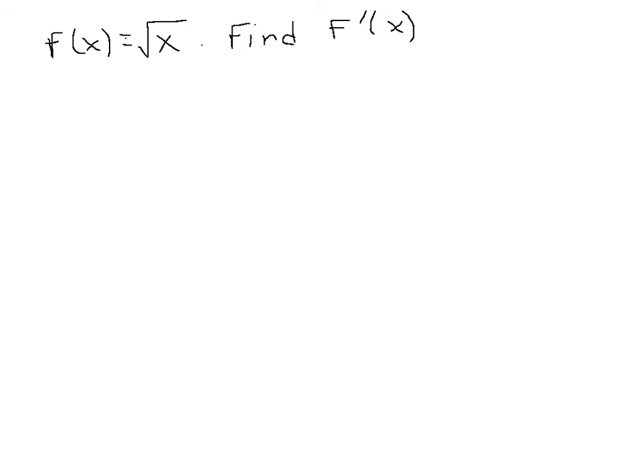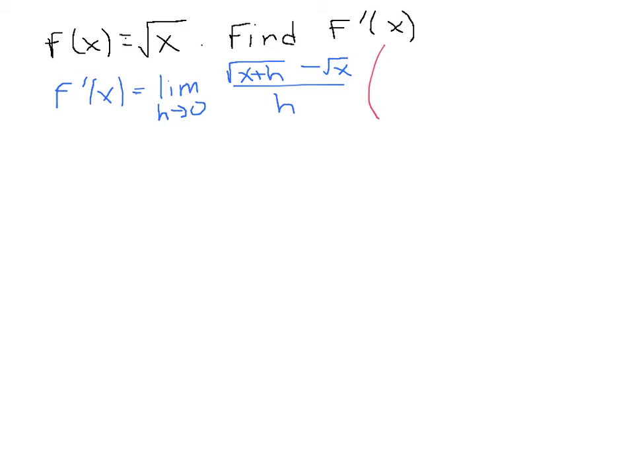Okay, f of x is the square root of x. We want to find f prime, or the derivative of f. So the derivative of f of x is the limit as h approaches 0 of square root of x plus h minus square root of x, divided by h. Well, as we saw before, when we have these radicals, we have to rationalize. We can't leave it in that form. So multiply by square root of x plus h plus square root of x over square root of x plus h plus square root of x.